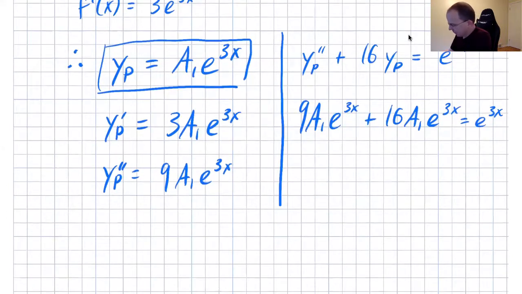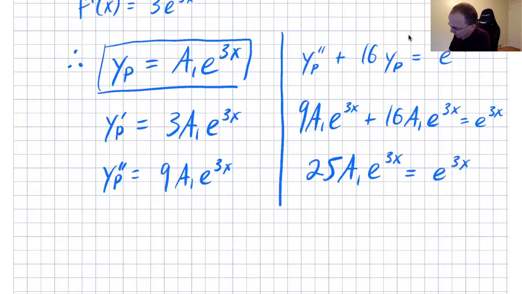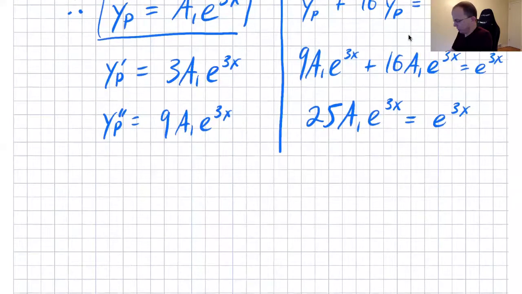So in total on the left-hand side, we're getting, let's see, 9 plus 16 is 25. So we'll have 25 a1 e to the 3x is equal to e to the 3x. And in order for these two terms to be equal to each other for all x, we need the coefficient of this term, which is this 25a1, to be equal to the coefficient of this term here, which is 1. So I could just put a 1 there, 1 times that.